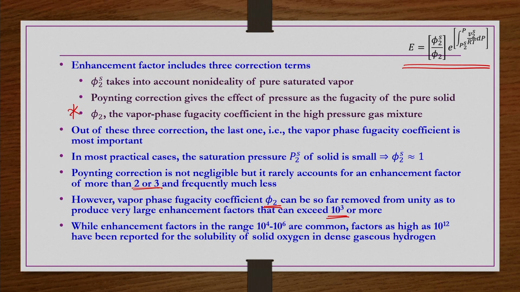Enhancement factors of the order of 10 power 4 to 10 power 6 are also very common in general. But factors as high as 10 power 12 have been reported for the solubility of solid oxygen in dense gaseous hydrogen. So an order of 10 power 12 is also possible, whereas 10 power 4 to 10 power 6 is very common.